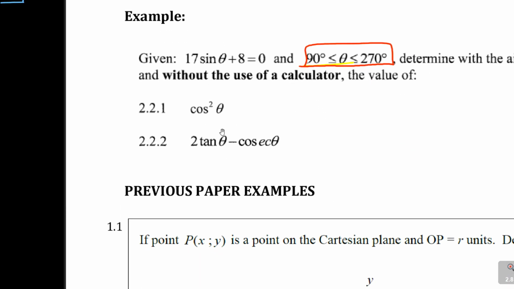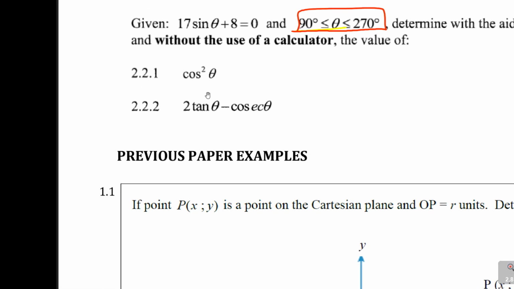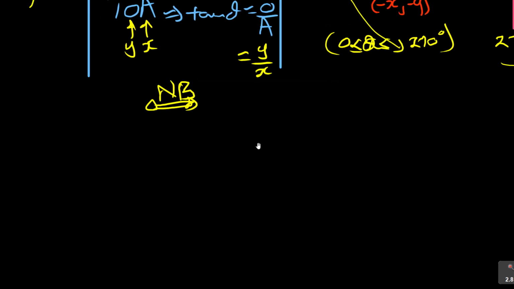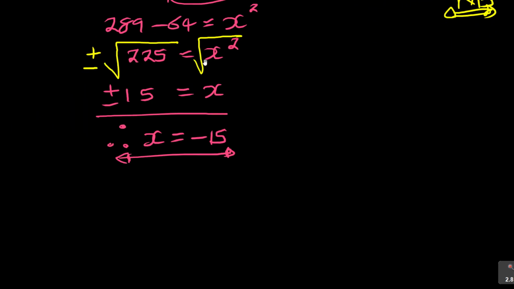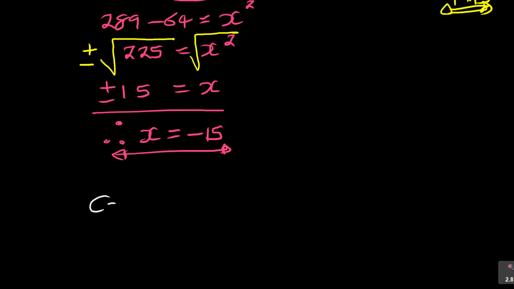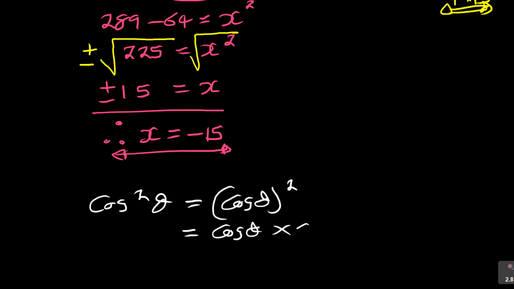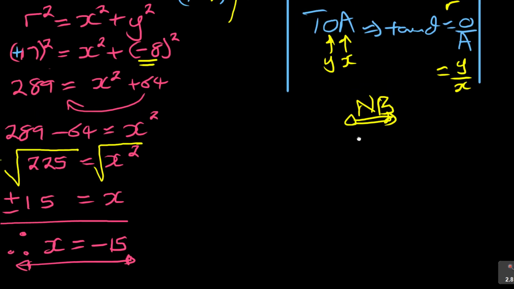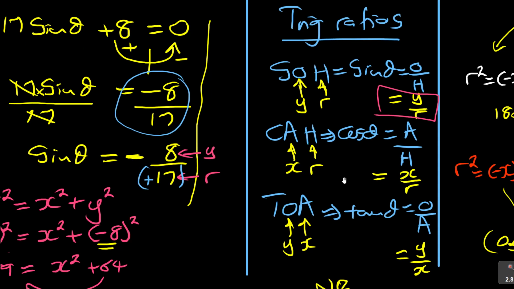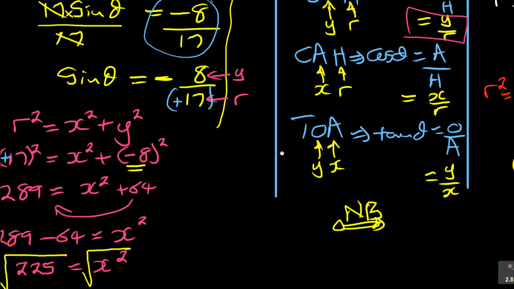They say find the value of cos squared theta. This becomes easier now. When you've got this, it's easy to find cos squared theta. So you write cos squared theta is equal to cos theta, and you put a square. That's what it means. Cos theta squared is the same as cos theta times cos theta. Then what is cos? You come back and remind yourself of SOHCAHTOA. Cos is adjacent over hypotenuse, which is x over r. See that? That's your cos, x over r.